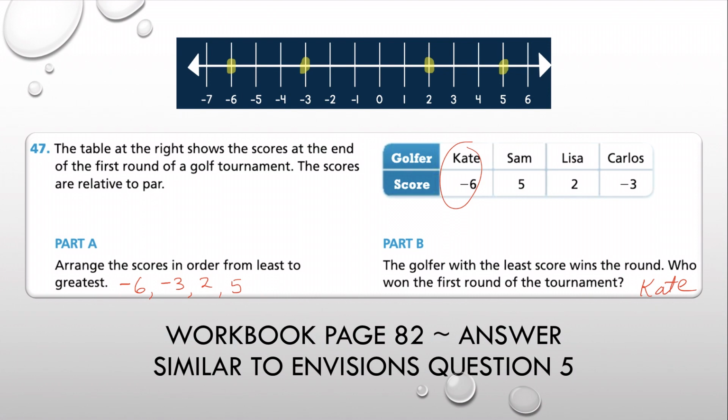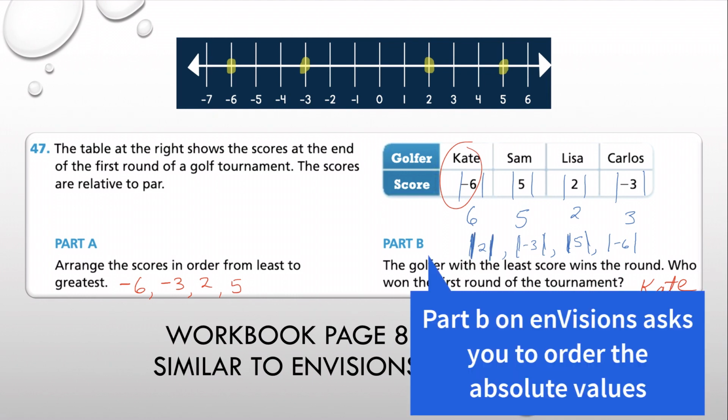Now on the envisions, they will then also ask you to arrange their absolute values from least to greatest. So we could write their absolute values. The absolute value of -6 is 6. The absolute value of 5 is 5. The absolute value of 2 is 2. The absolute value of -3 is 3. And so the absolute value of 2 would be the smallest one, followed by the absolute value of -3, followed by the absolute value of 5, followed by the absolute value of -6. So on the envisions, they will ask you to order the numbers as is, and they will also ask you to order the absolute values.